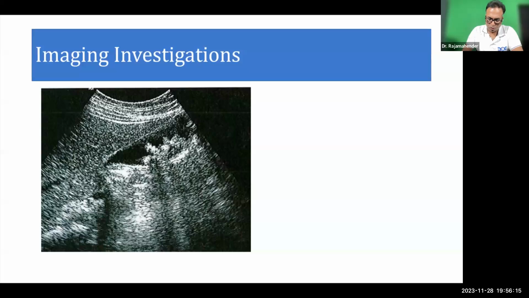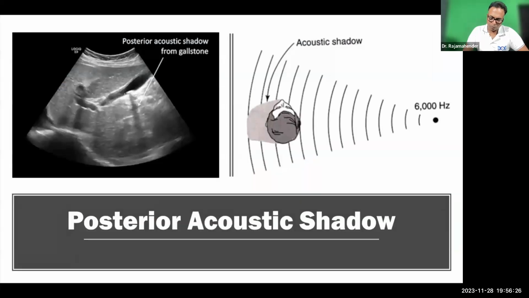It is a picture showing you a stone with the posterior acoustic shadow. This is a gallbladder stone on ultrasound. This is a picture showing you posterior acoustic shadow. Don't forget this MCQ finding.